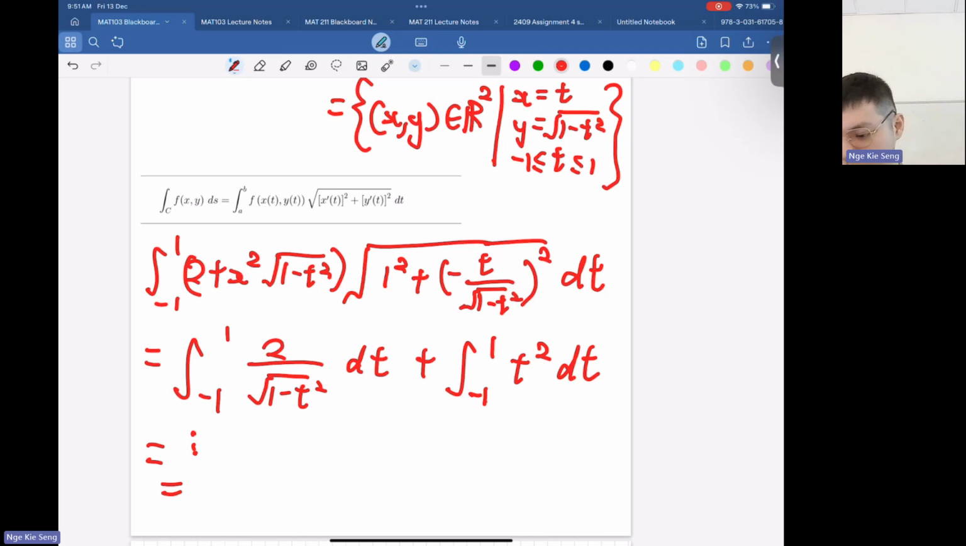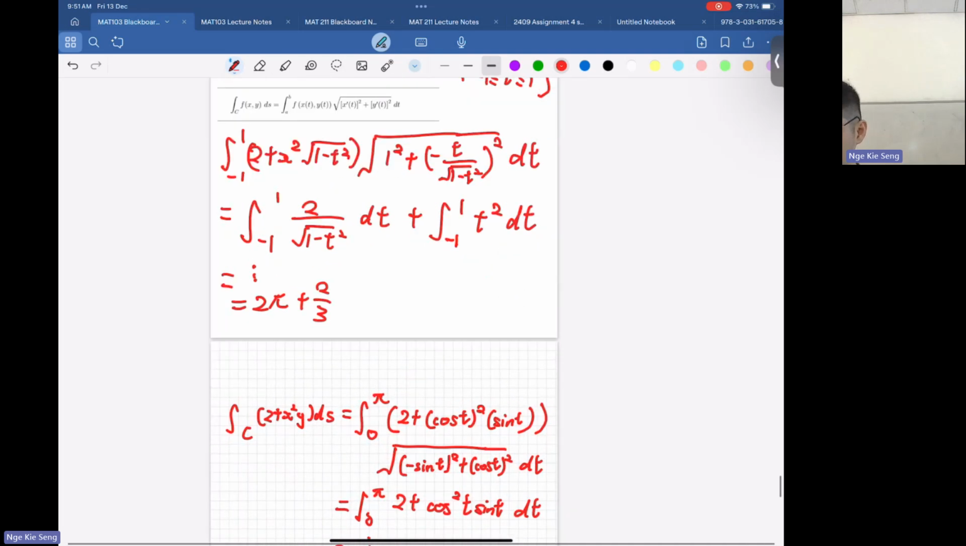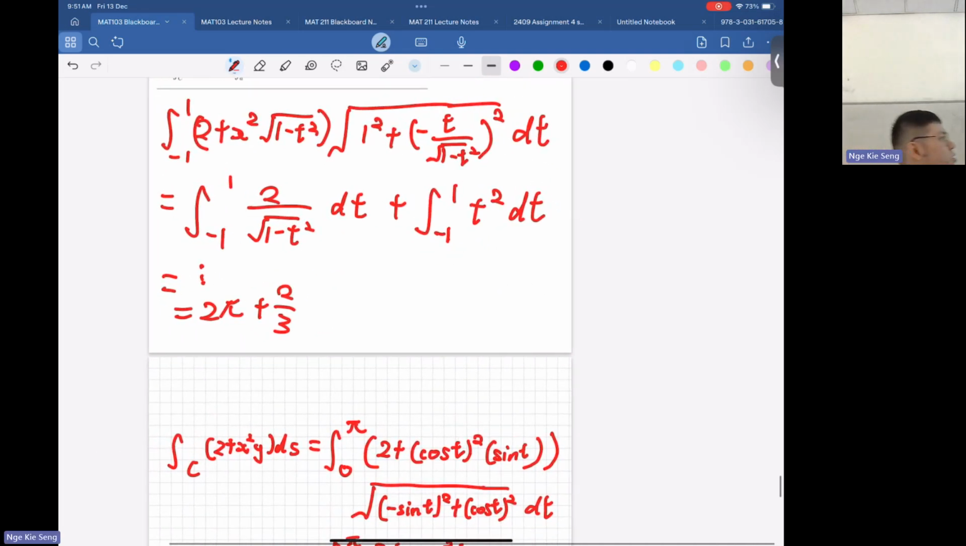So you should also get 2 pi plus 2 over 3 also. Okay, so what do you appreciate here? Can you appreciate from here? So you can see that these two integrals are really different. It's really different. Obviously one has a trig function and the other doesn't. And the other thing is when you do substitution, you do different substitutions and you come out with a different length factor here. Okay, but it turns out that they compute to the same thing.